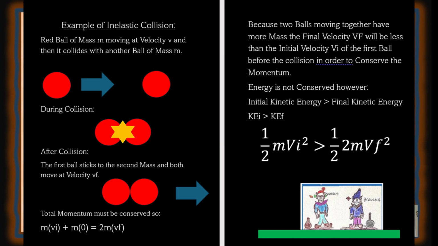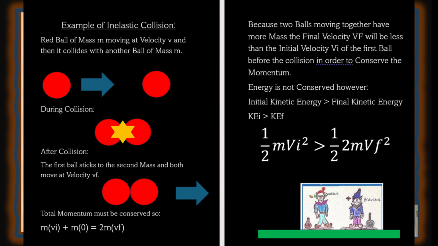Example of an inelastic collision. A red ball of mass m moving at velocity v collides with another ball of mass m. They collide with each other and stick together, and both move at velocity v. But this v is different than the original v, right? Total momentum must be conserved, so m v initial is equal to 2m v final.